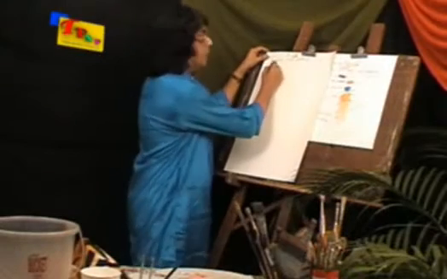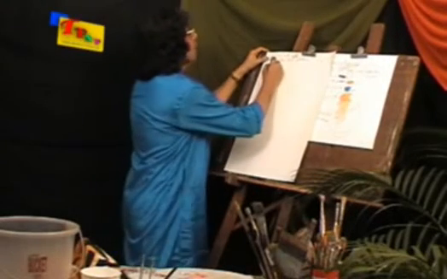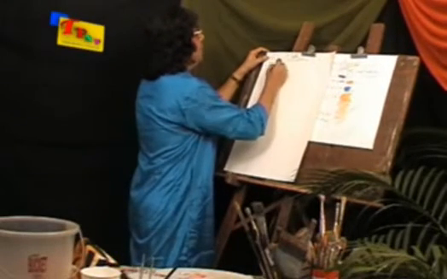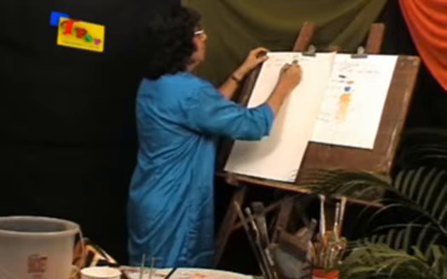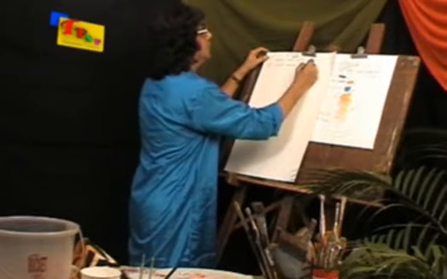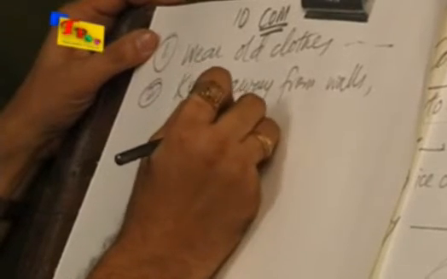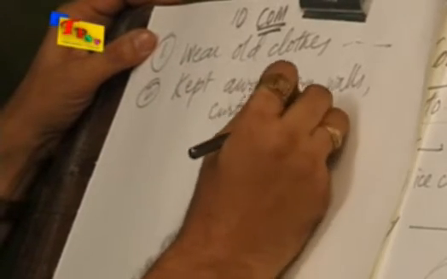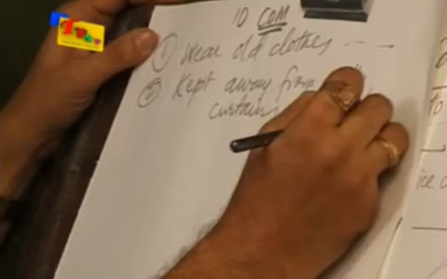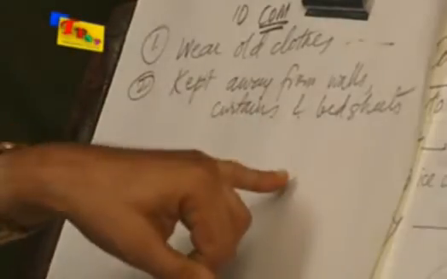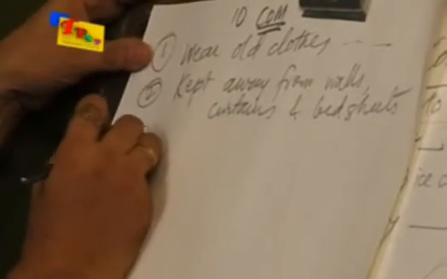Secondly, keep in mind that acrylics should be kept away from walls, curtains, and bed sheets, because once stained, you'll not be able to get back your wall or your bed sheets or curtains.